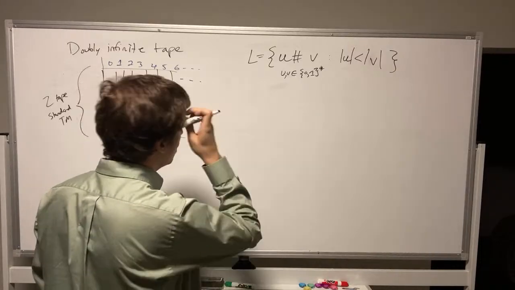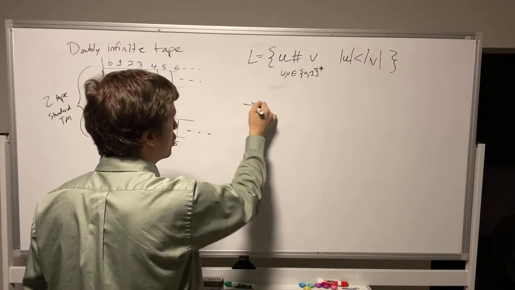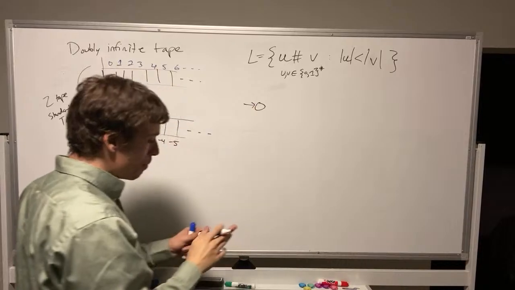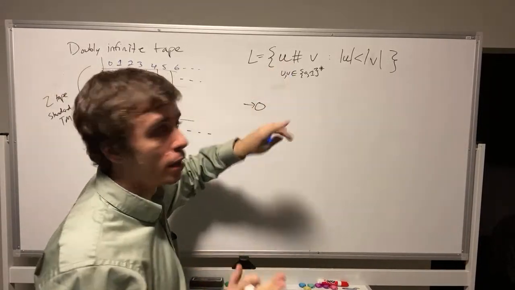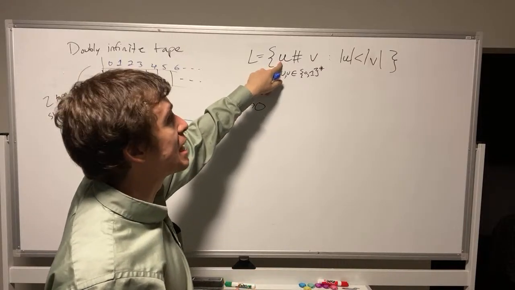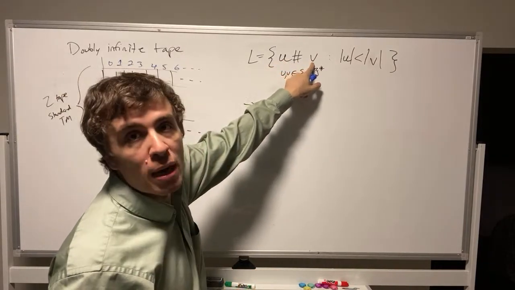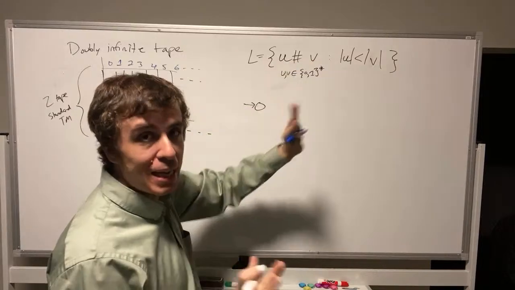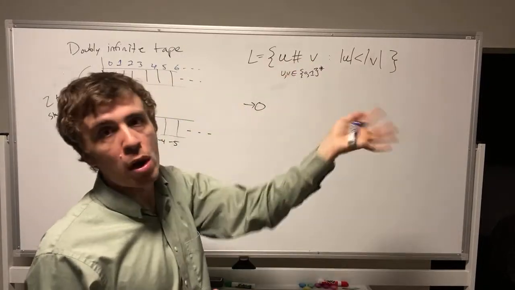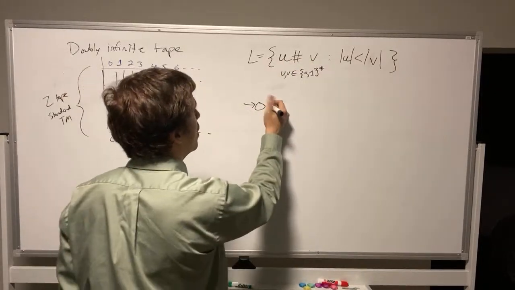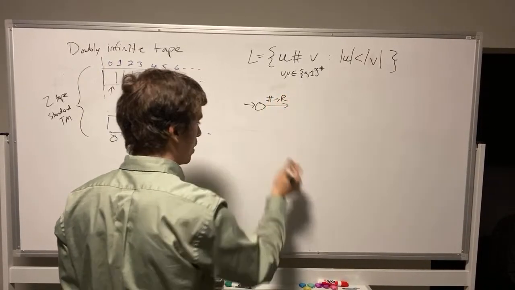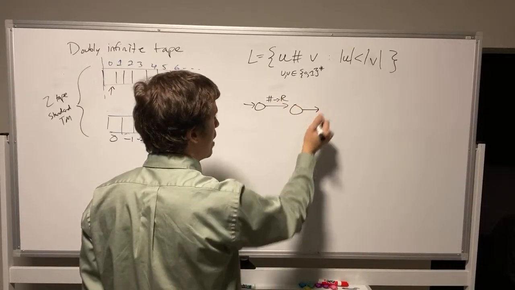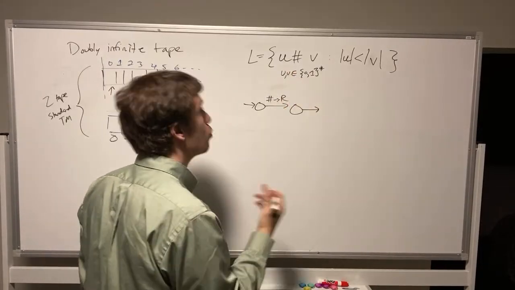Okay, yeah. So let's make a start state. Then if we immediately see a pound sign right at the very start, that means we need to see at least one character on the V side. So if we immediately see a pound sign, we need to see one character on the V side. I don't want to get rid of the pound sign, potentially, and so then I want to see one character.